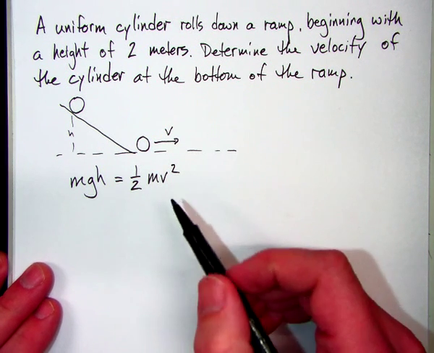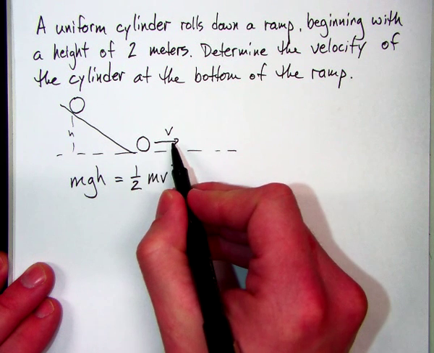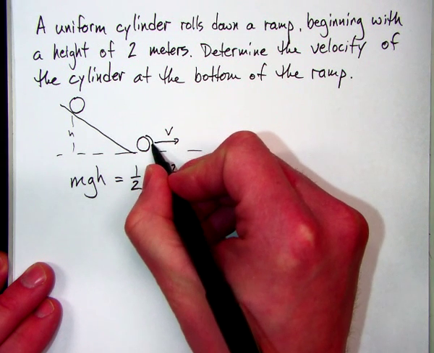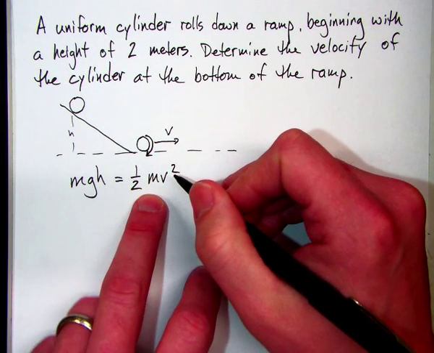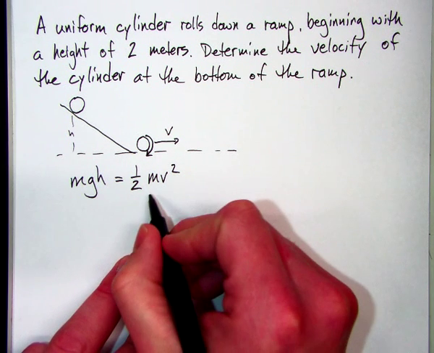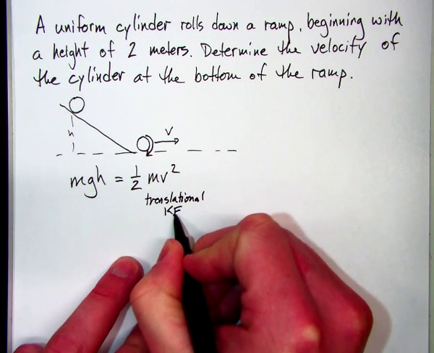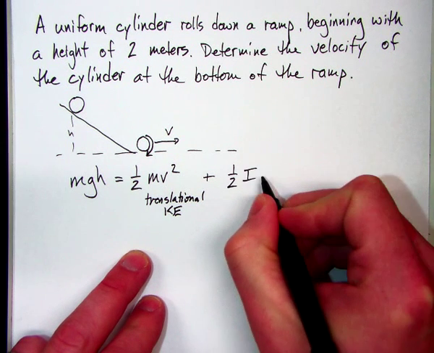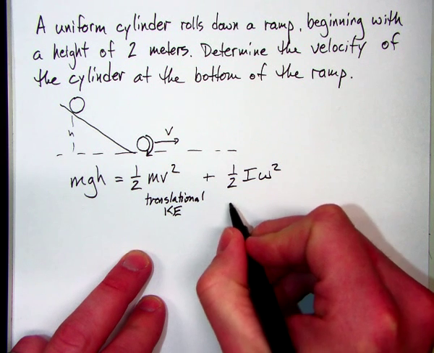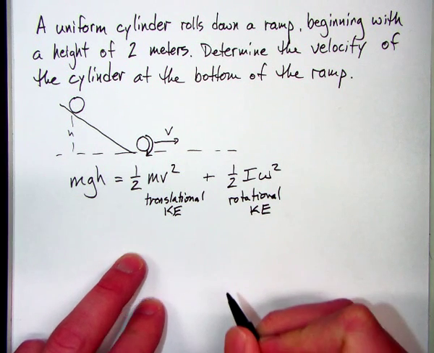But it turns out that's not going to give you the correct answer for a cylinder rolling down a ramp, because there is an additional component to this. Not only is the ball moving, it's also rolling. So there is a rotational component. This component here, 1/2 mv squared, is called translational kinetic energy. But we need to add to that this second component, 1/2 I omega squared, which is rotational kinetic energy. So there's two forms of kinetic energy.